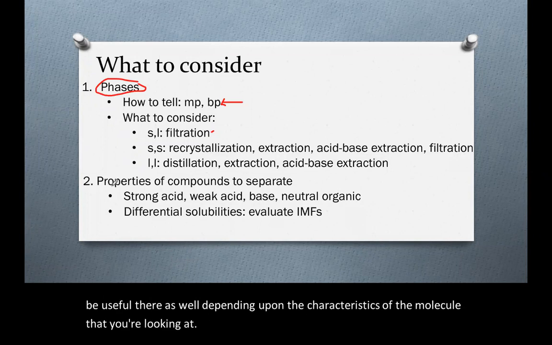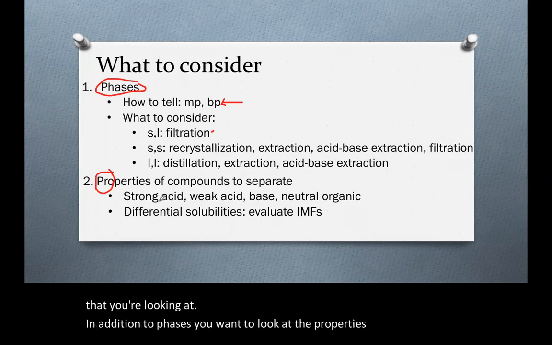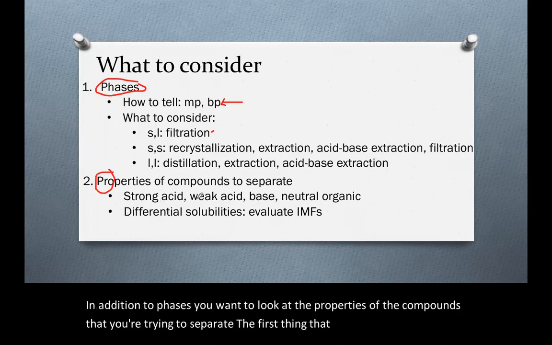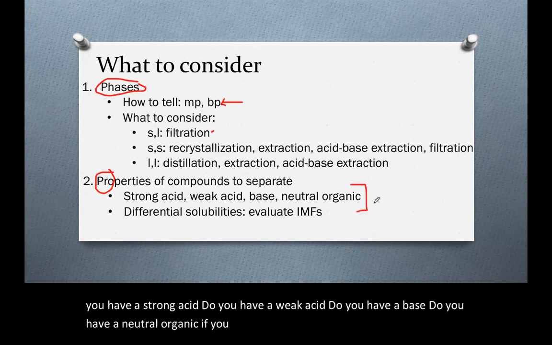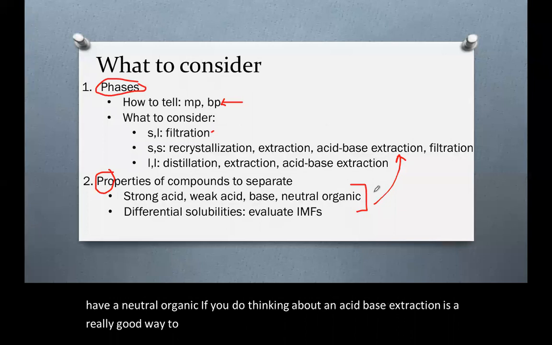In addition to phases, you want to look at the properties of the compounds that you're trying to separate. The first thing that you want to look at is, do you have a strong acid? Do you have a weak acid? Do you have a base? Do you have a neutral organic? If you do, thinking about an acid-base extraction is a really good way to go. And I'll refer you to the video on acid-base extractions for the details there.